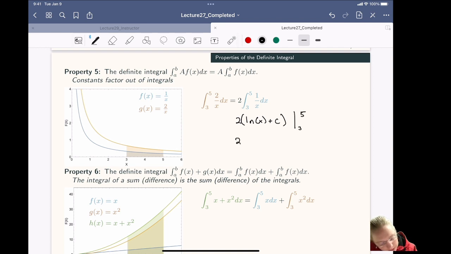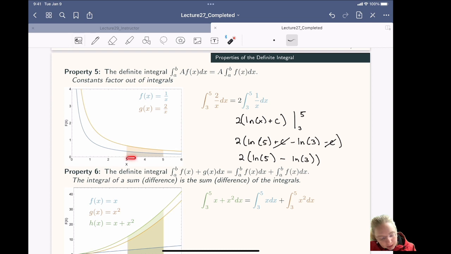So I have 2 times ln of 5 plus c minus ln of 3 minus c. These cancel out. So you have 2 times the ln of 5 minus the ln of 3, which is twice what you would get if you did the integral of the blue curve.